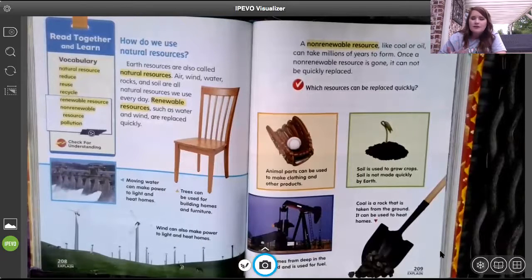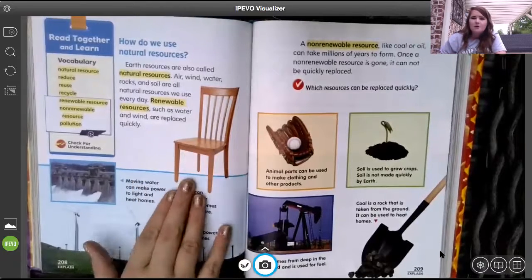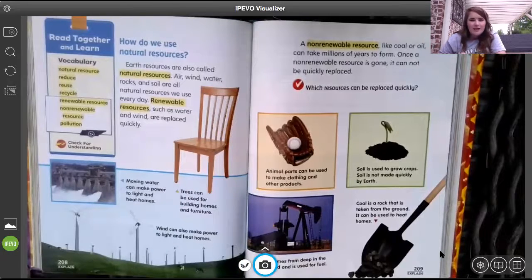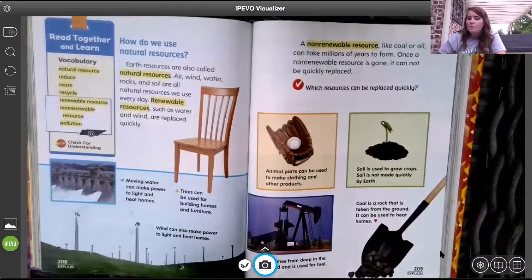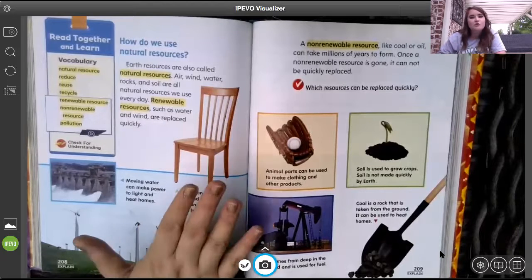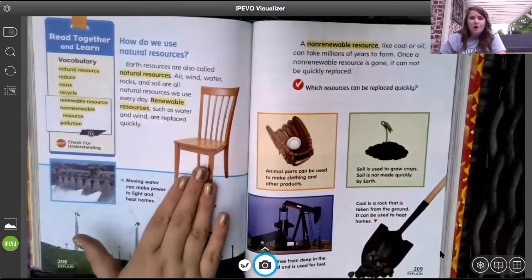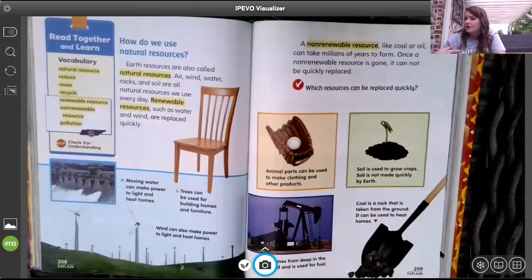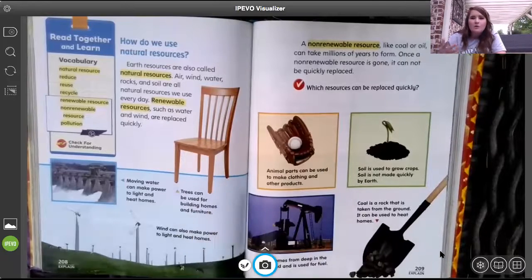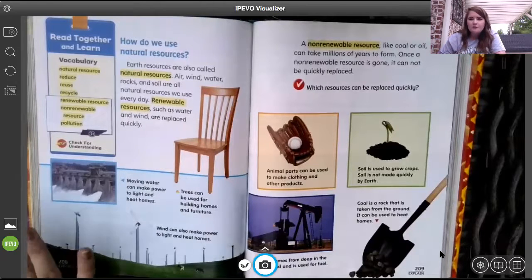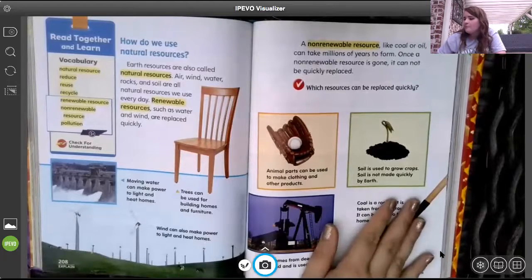So we're also using trees and the wood that comes from the trees to make things that we use every single day. I bet you all have chairs in your house, okay? So we used one of our resources to create that for us to sit on and for it to make our lives a little bit easier. Animal parts can be used to make clothing, or like this baseball mitt. So we talked about how some people used animal fur for coats or leather for shoes. Those are things that we use every single day as well.